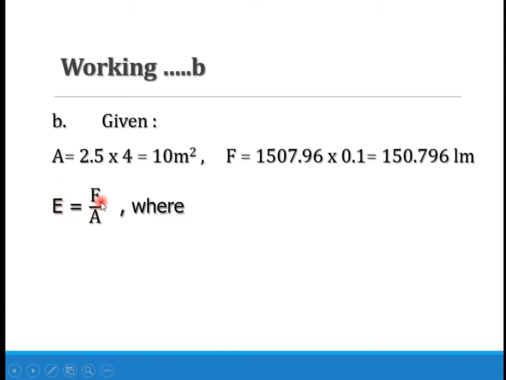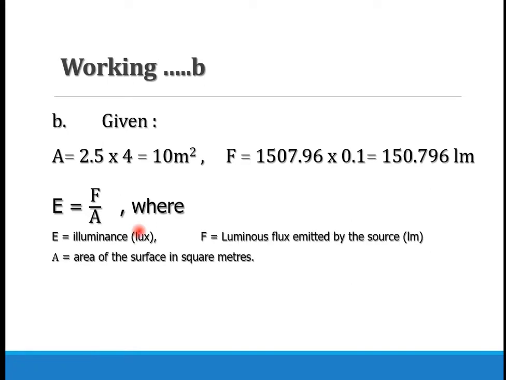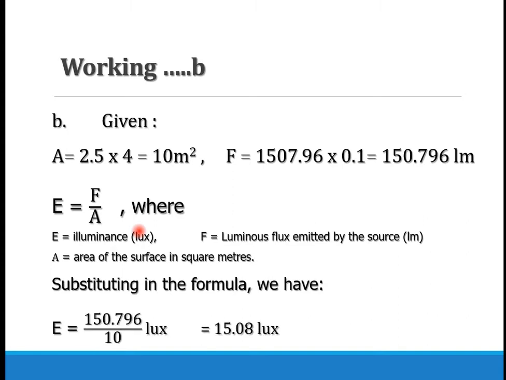So using our formula, which is E is equal to F over A, where E is the illuminance, F is the luminous flux emitted by the source, and A is the area, we have calculated the area, we have calculated the illuminance that falls onto the surface, and then we need to substitute in the formula. Then we are going to have E is equal to 150.796 over 10, and dividing and correcting to 2 decimal places is going to give us this value, which is 15.08 lux. That's what we are asked to work out.